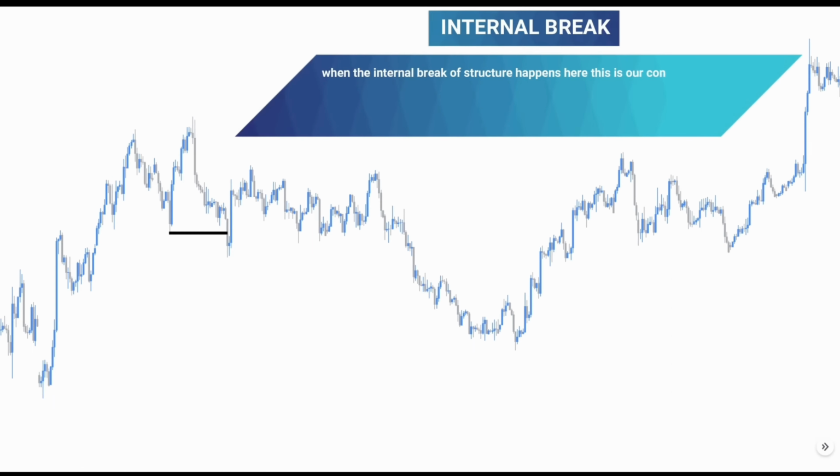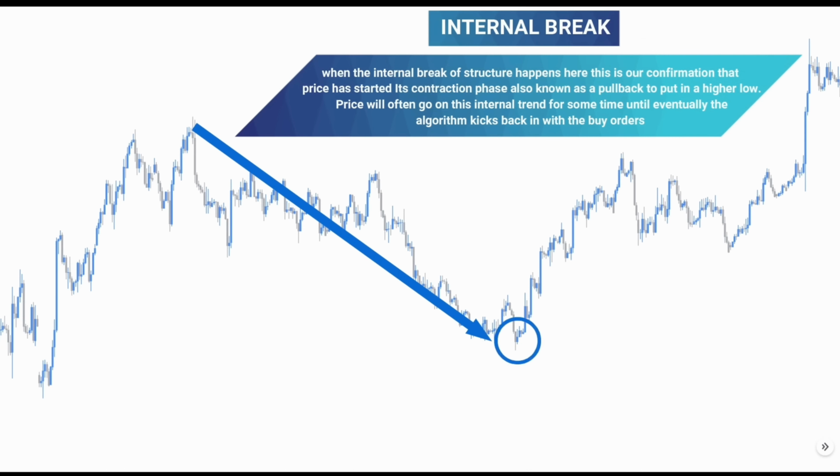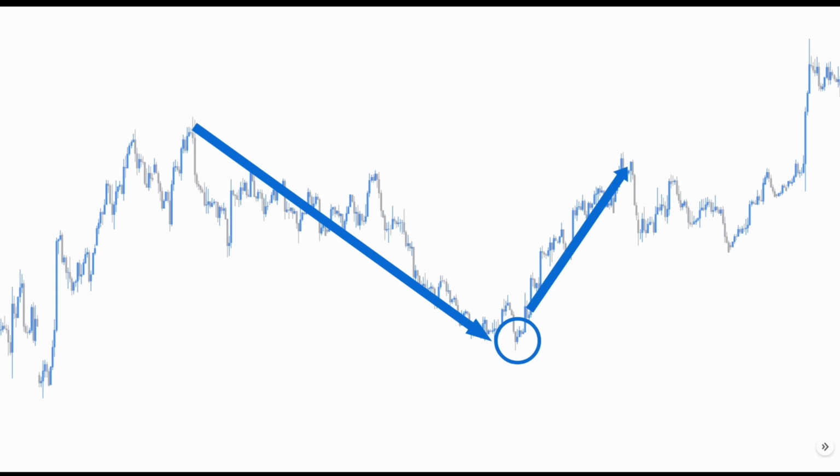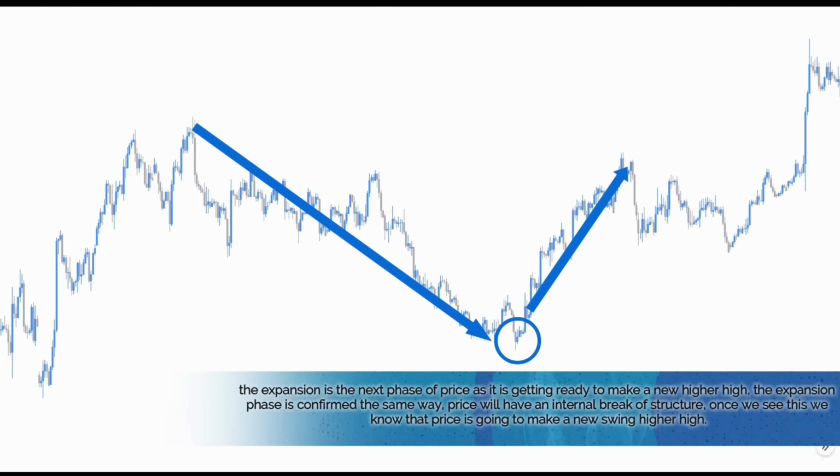When the internal break of structure happens, this is our confirmation that price has started its contraction phase, also known as a pullback, to put in a higher low. Price will often go on this internal trend for some time until eventually the algorithm kicks back in with the buy orders. This is then when we start the expansion. The expansion is the next phase of price, as it is getting ready to make a new higher high.